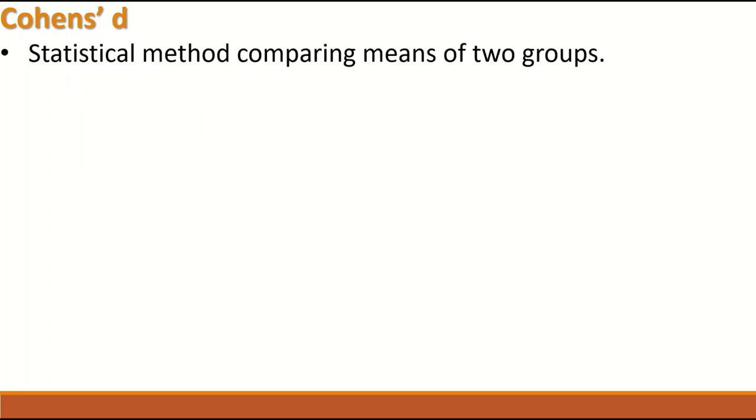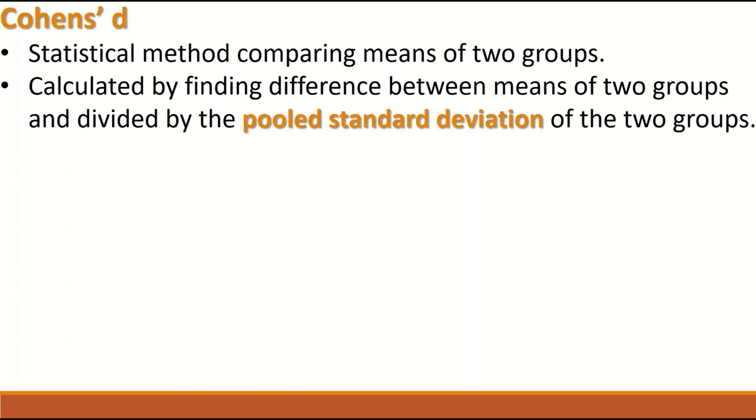Moving to the Cohen's D, which is similar to the Hedges G, but with certain variation. It is again an effect size estimate. It is a statistical method that compares the means of two groups. It is calculated by finding the difference between the means of two groups and dividing that by the pooled standard deviation of the two groups. Hedges G is similar to this, but it is divided by the pooled weighted standard deviation. Cohen's D is just divided by the pooled standard deviation.